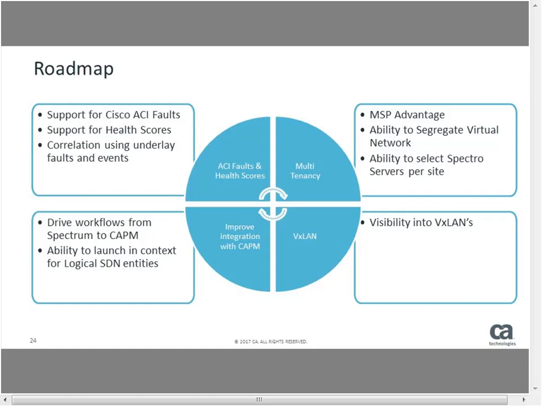And lastly, we wanted to give you visibility into VXLANs, so that you know how your VXLANs are configured, what kind of traffic is over there, and likewise to have a view in Spectrum to give you more visibility into your VXLANs.